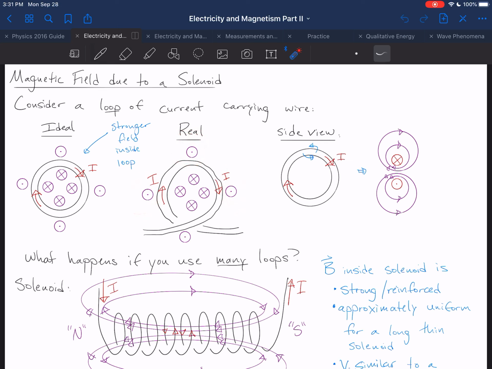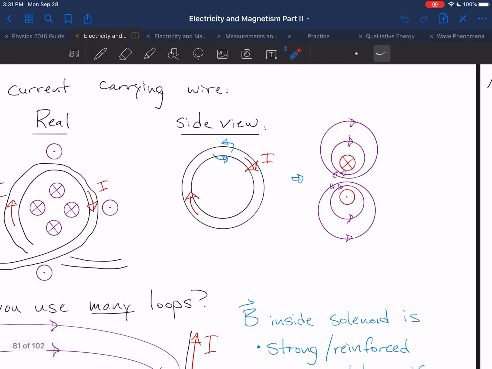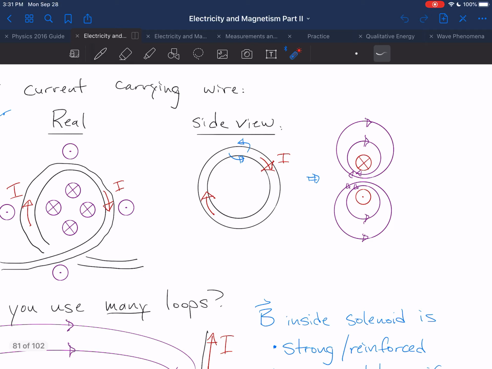So what happens if you turn the loop and look at it from the side? All right, well, now we're drawing the current at the top going into the page, and the current at the bottom of the loop coming out of the page. So this is the cross-section of one side of the wire, and this is the cross-section of the other side of the wire.